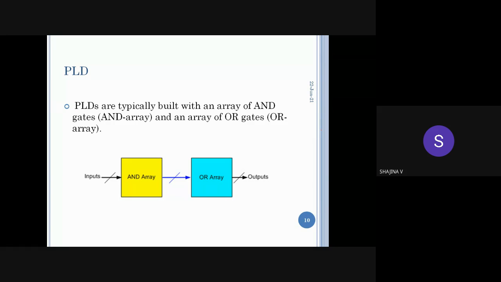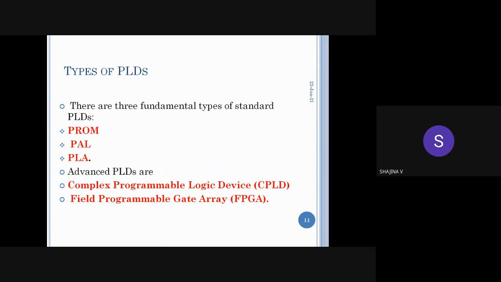Programmable ROM. So we can see the different types of PLDs are programmable ROM, programmable array logic, programmable logic array.